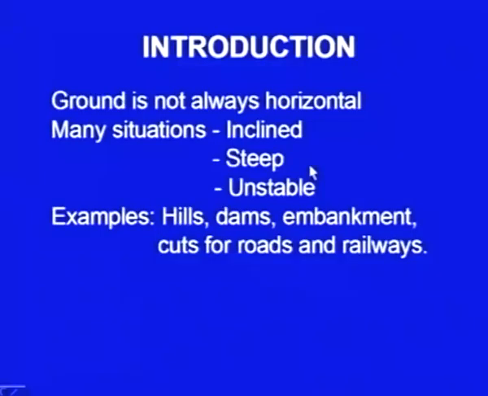All these kinds of problems come under the category of stability of slopes, and we shall be discussing in this chapter how to analyze those conditions, and if they are unstable, what we can do to improve those situations. The examples of slopes are, you might have seen, the hills. There the ground is not horizontal, it has certain inclination with the horizontal.